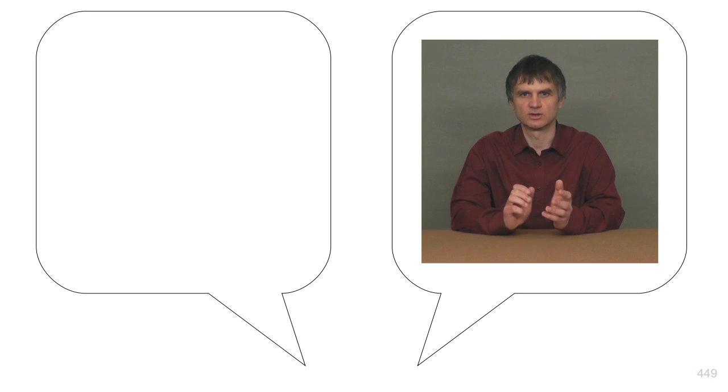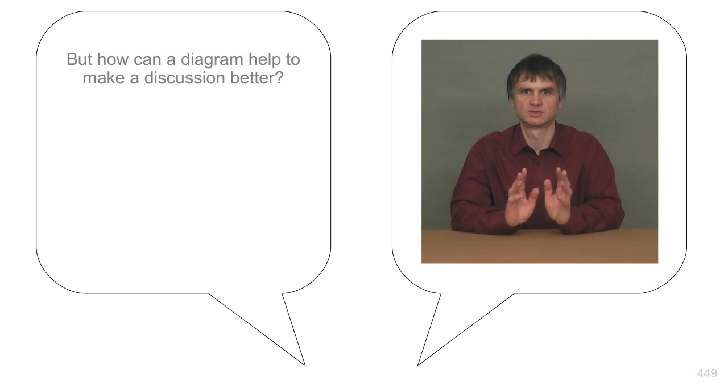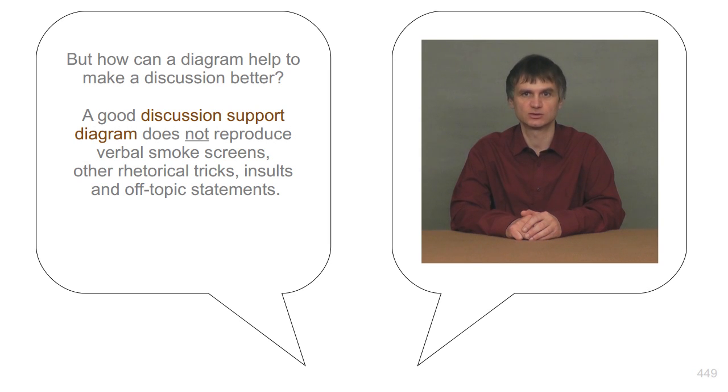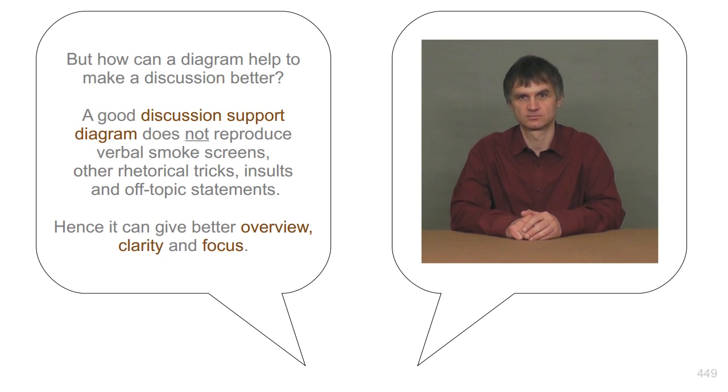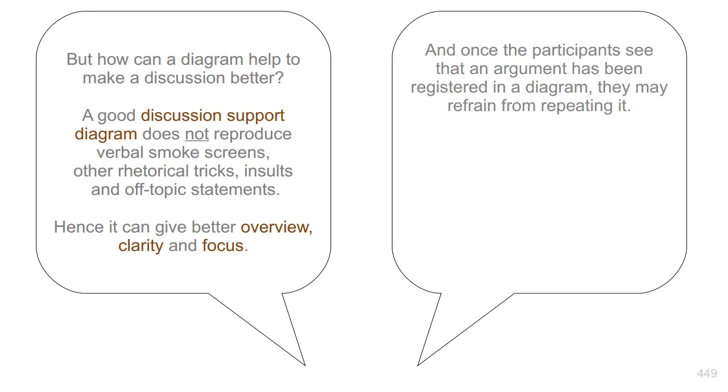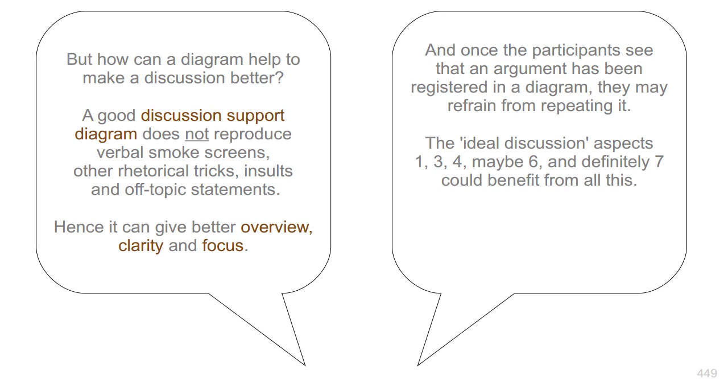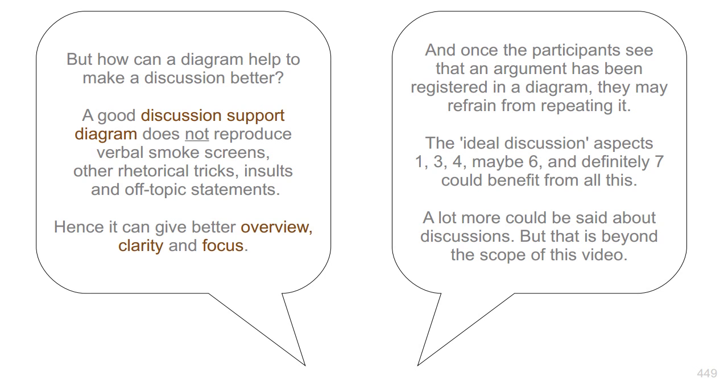But how can a diagram help to make a discussion better? A good discussion support diagram does not reproduce verbal smokescreens, other rhetorical tricks, insults and off-topic statements. Hence, it can give better overview, clarity and focus. And once the participants see that an argument has been registered in the diagram, they may refrain from repeating it. The ideal discussion aspects 1, 3, 4, maybe 6 and definitely 7 could benefit from all this. A lot more could be said about discussions, but that is beyond the scope of this video.